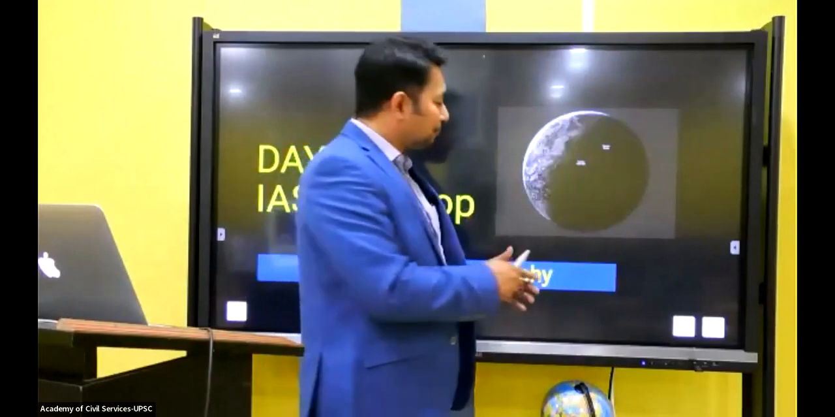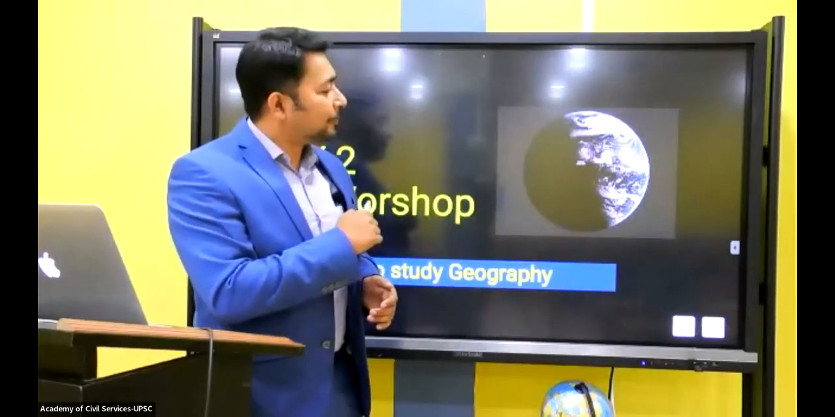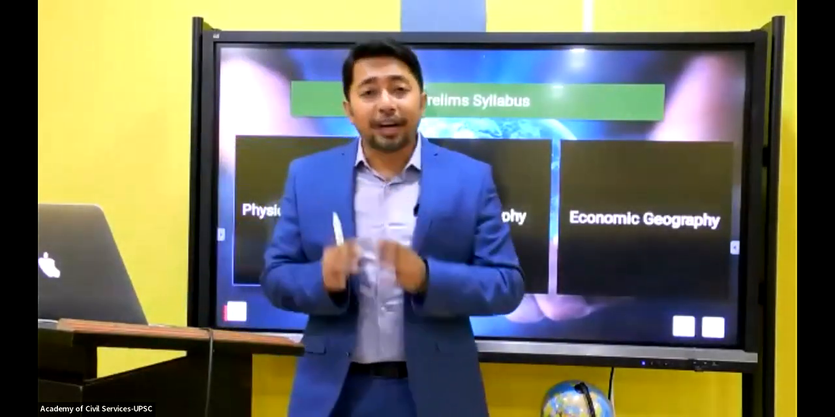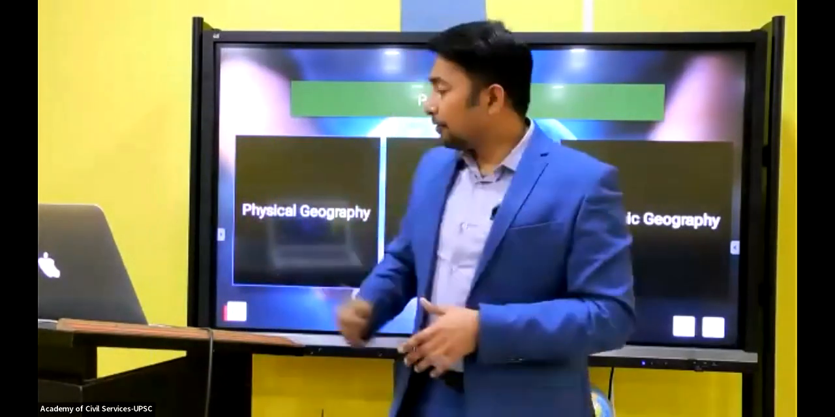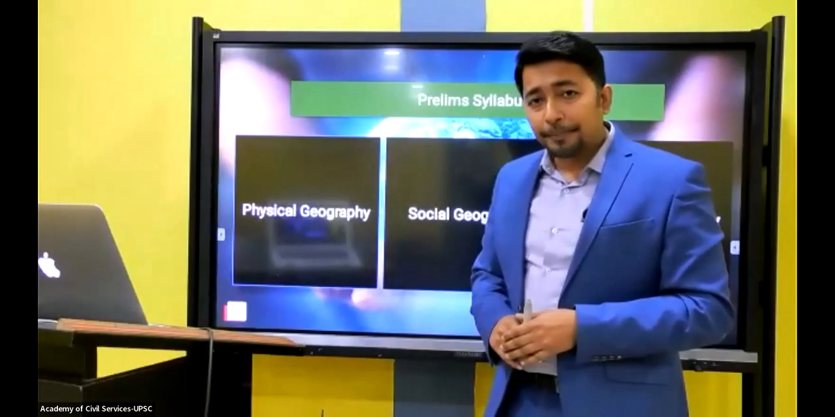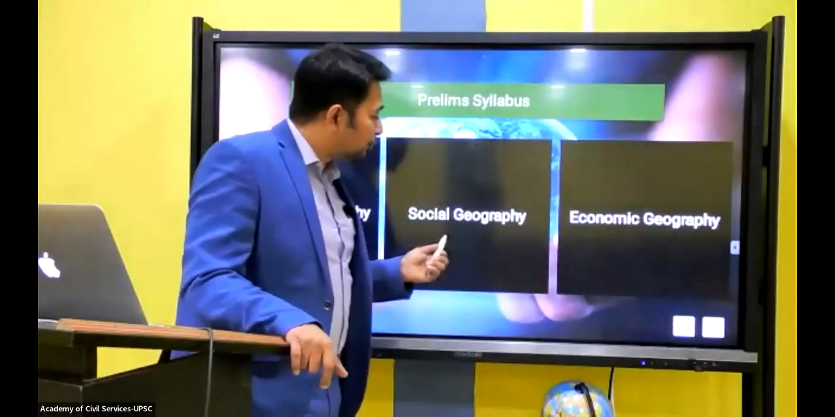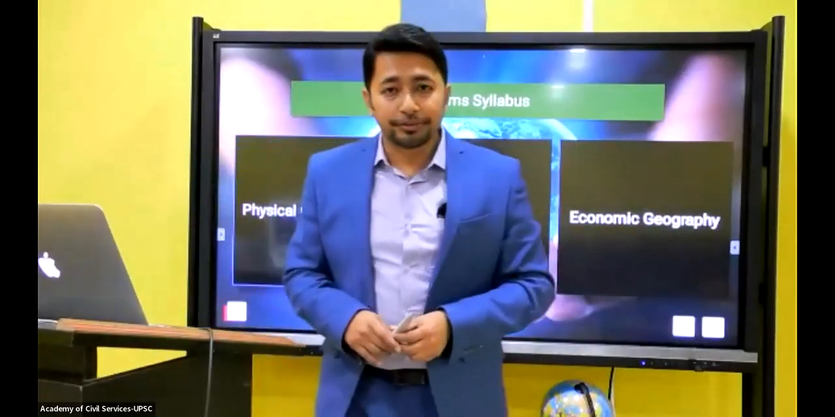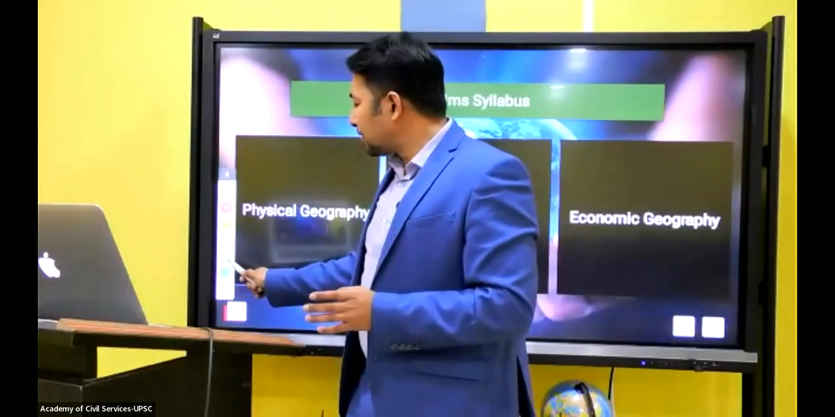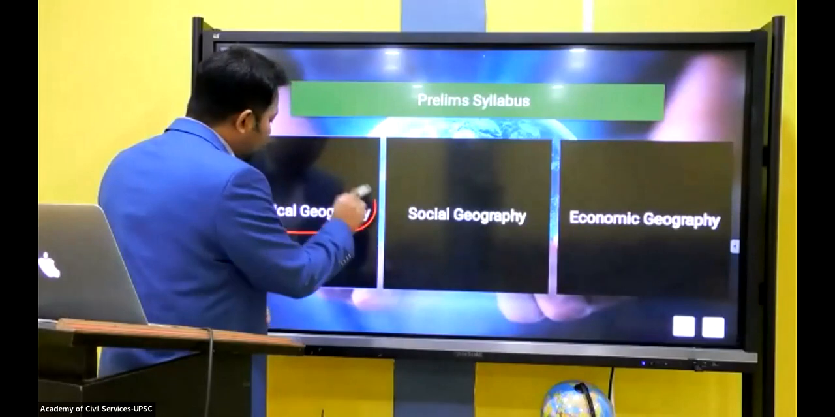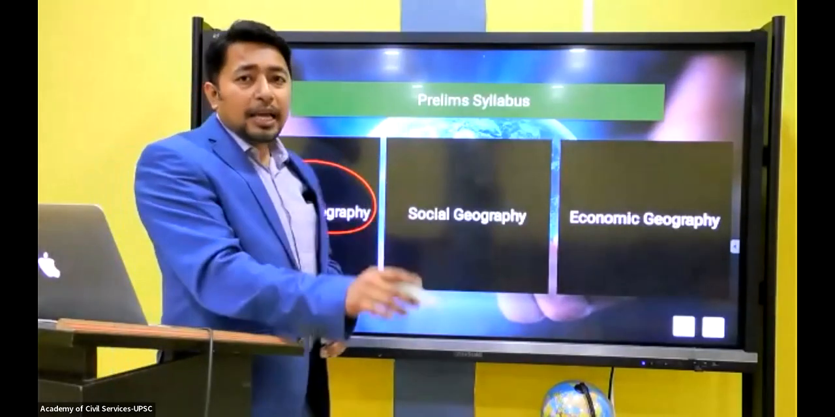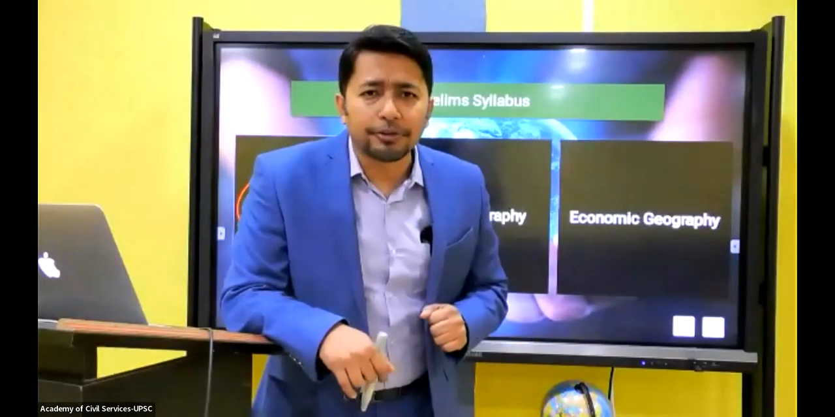So let's start. First, let us divide geography into three equal parts. First, we can say physical geography, then social geography and economic geography. So when we divide this subject into three equal parts, physical geography means everything that we see in front of our eyes.